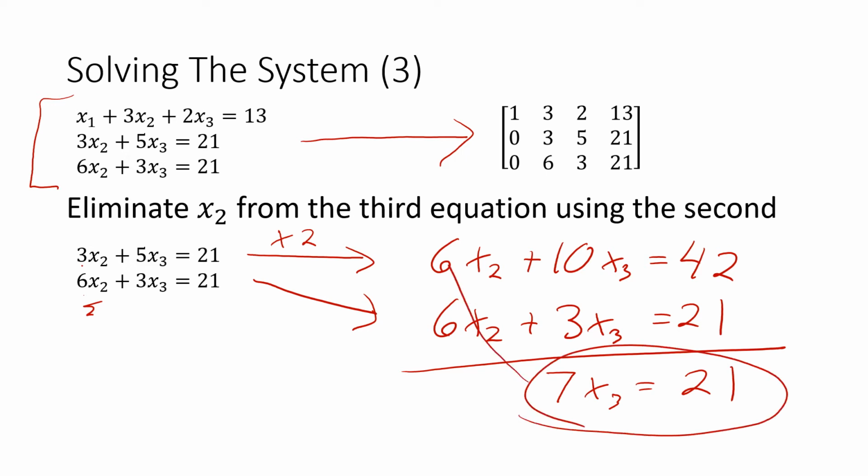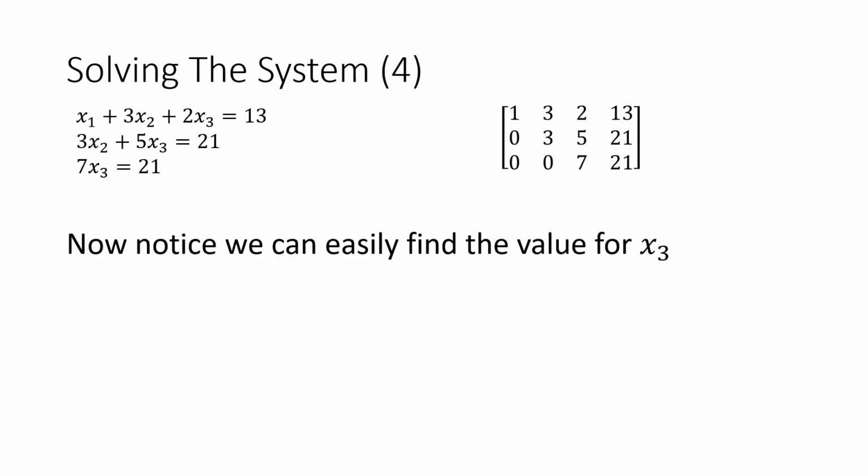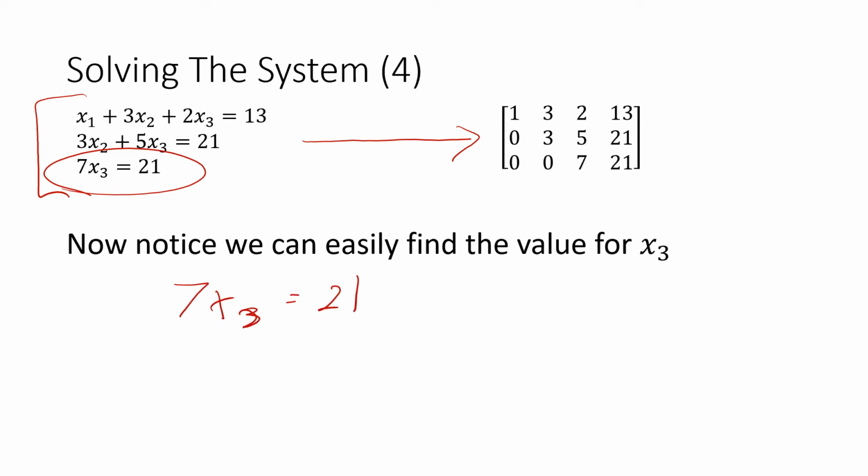That now replaces my third equation, and I get this system, which has this augmented matrix. So by, again, eliminating something gives me a new augmented matrix. Now we can easily find the value for x3. We have a nice, easy little equation here. So 7x3 equals 21. That tells me that x3 is equal to 3.